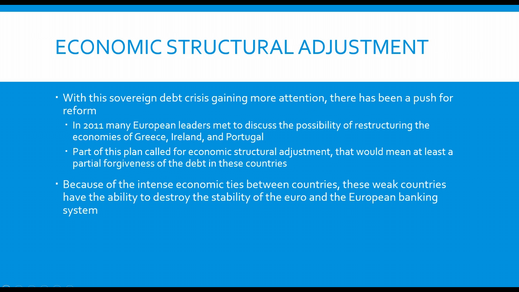So with this sovereign debt crisis gaining more attention, there has been a push for reform. In 2011, many European leaders met to discuss the possibility of restructuring the economies of Greece, Ireland, and Portugal. Part of this plan called for economic structural adjustment. That would mean at least a partial forgiveness of the debt in these countries. So obviously the countries that are owed that debt are very unhappy with that idea. Because of the intense economic ties between countries, these weak countries have the ability to destroy the stability of the euro and the European banking system, which is one of the reasons why Great Britain has very strongly tried to stay out of adopting the euro.